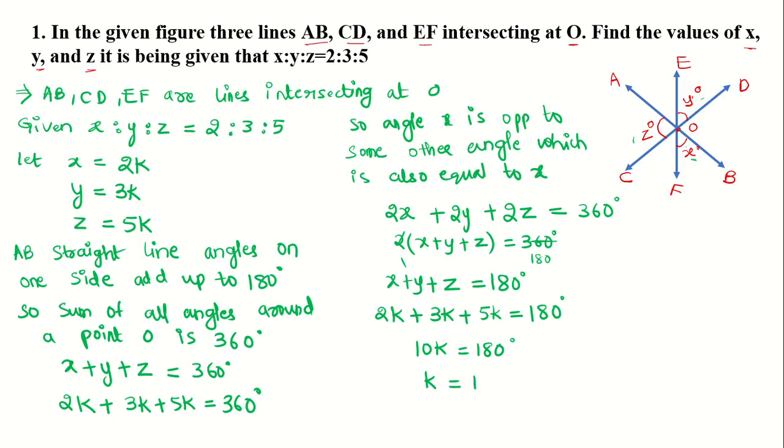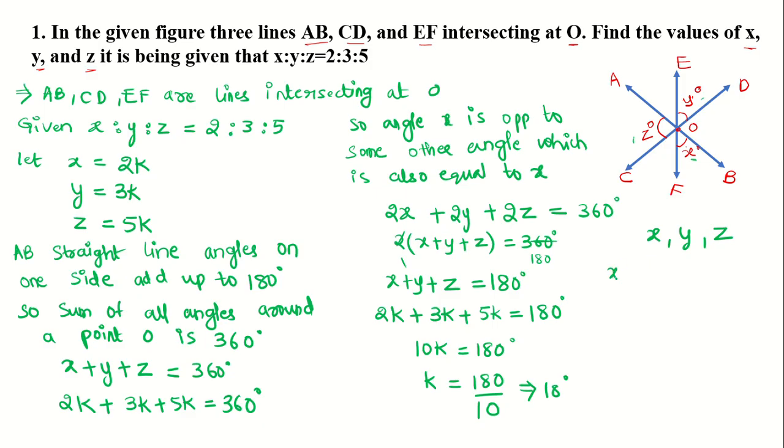Now k equals 180 by 10. So what is the value of k? It is 18 degrees. Okay. We got the value of k as 18 degrees. Now we need to find the values of x, y and z, as in the question they mentioned to find the values of x, y and z, right?